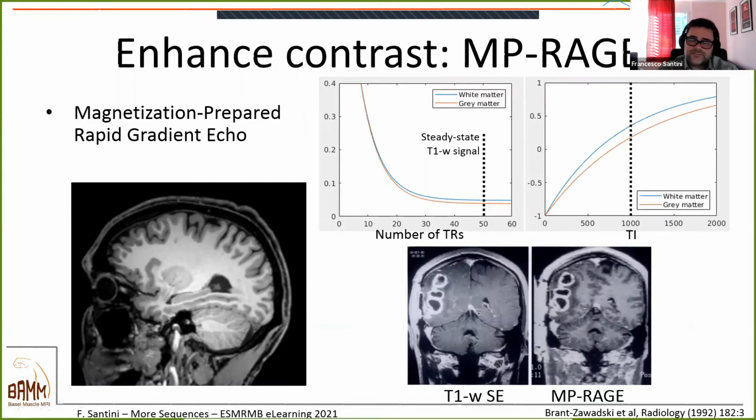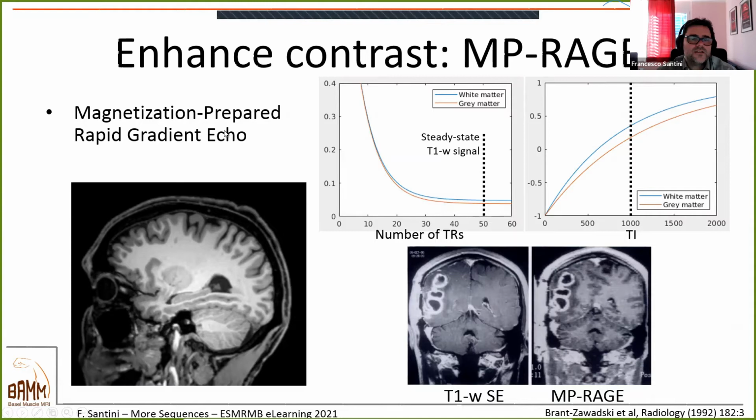And finally, there is another inversion recovery sequence. In this case, we don't actually want to suppress anything. We want to use it to enhance the contrast. And this is the case of the MP-RAGE sequence. MP-RAGE stands for magnetization prepared rapid gradient echo. And the magnetization prepared is, again, an inversion recovery preparation pulse. This is the additional bit that is almost ubiquitous. So a lot of sequences that you've seen have this inversion recovery pulse.